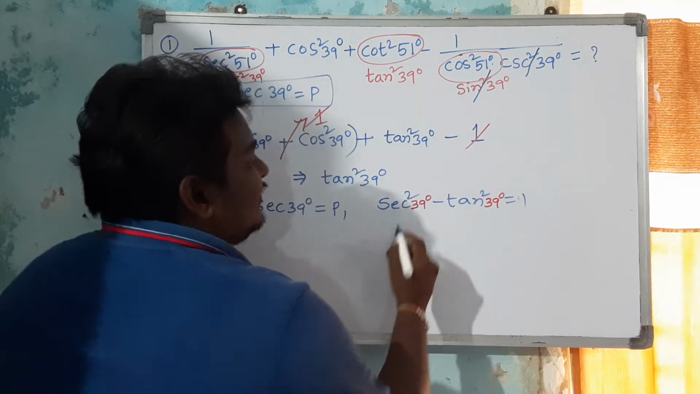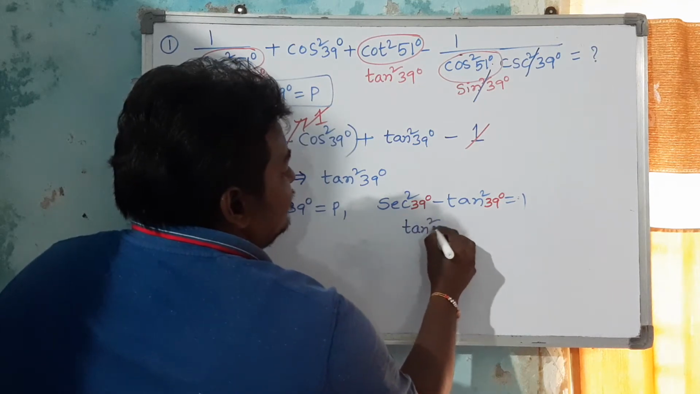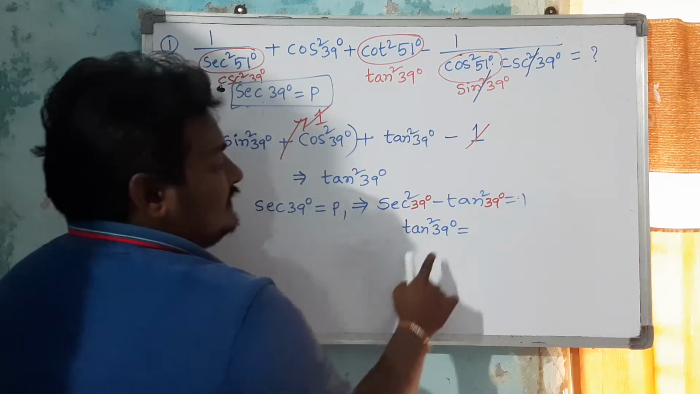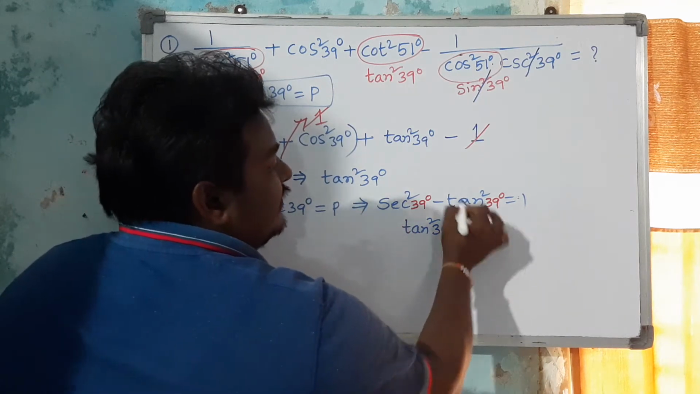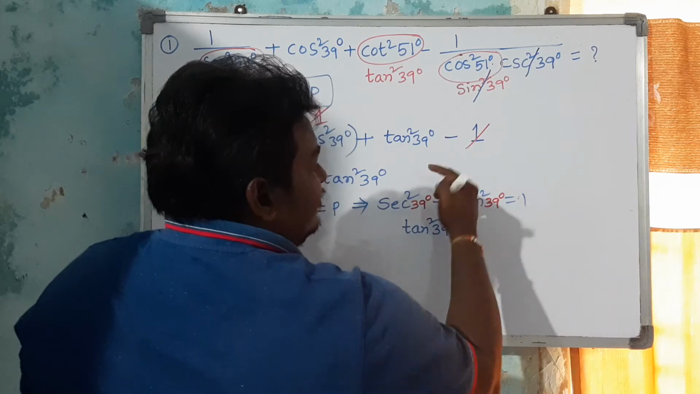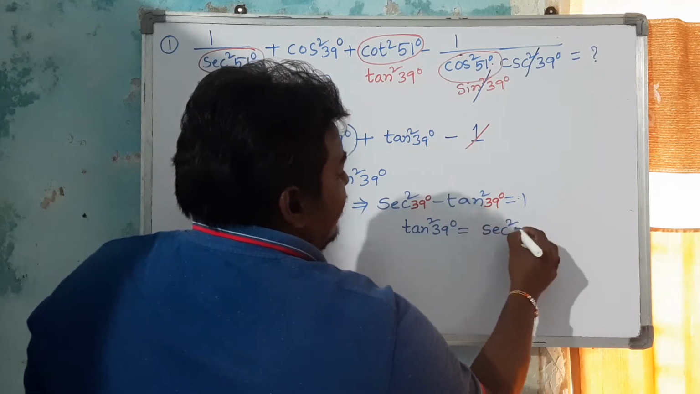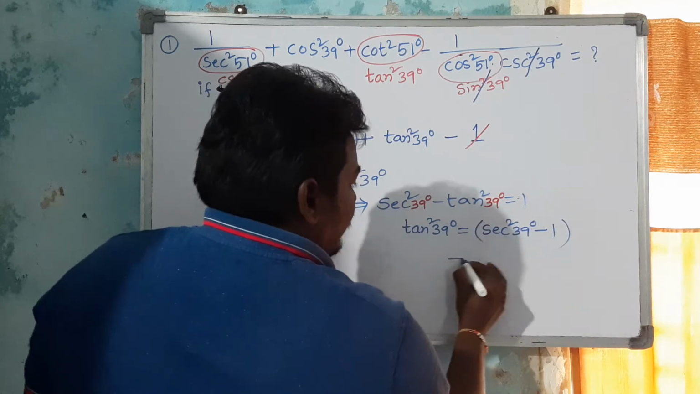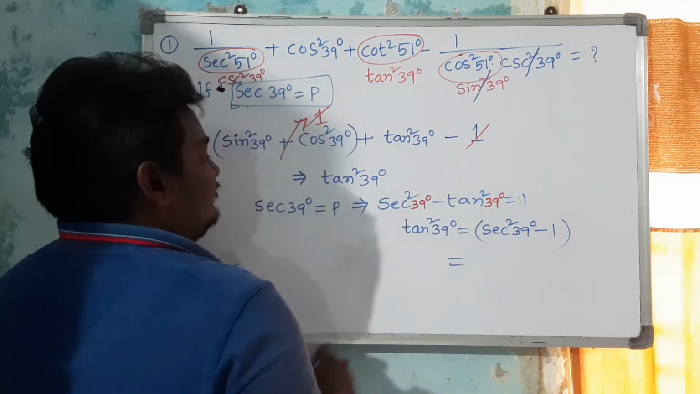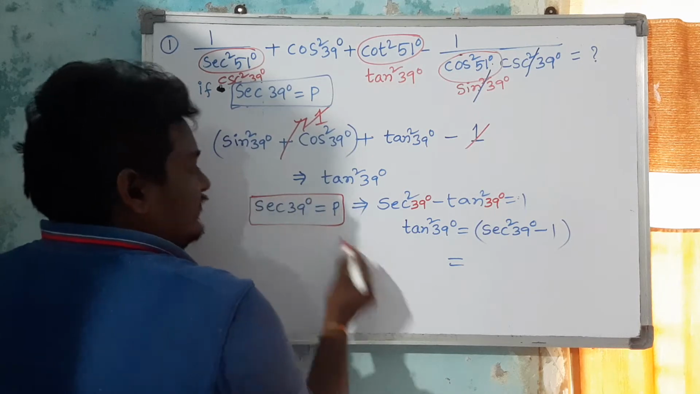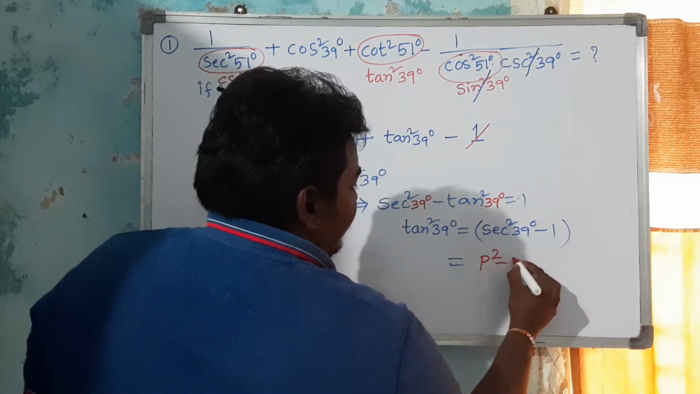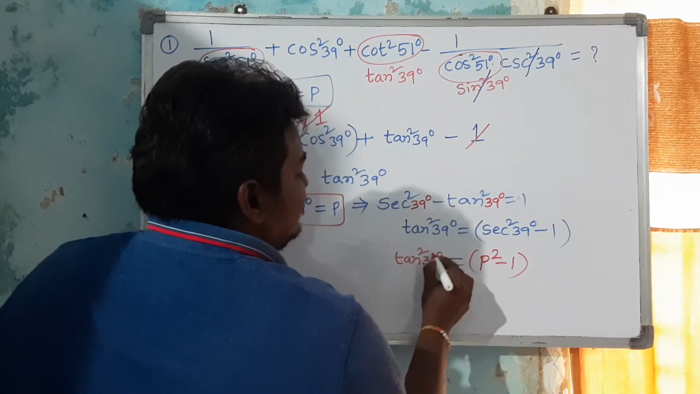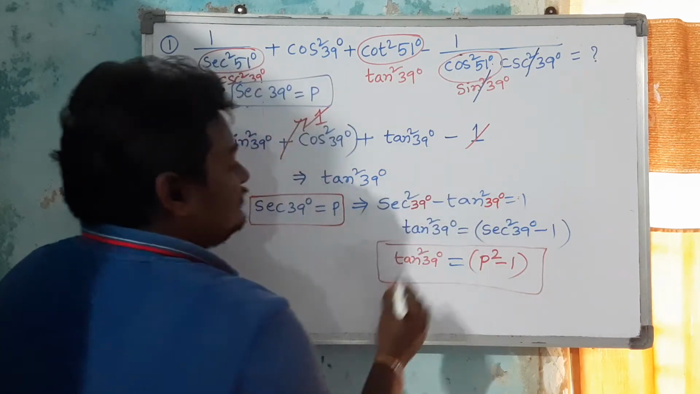Now tan square 39 is what? Move this side: tan square 39 is secant square 39 minus 1. So what is secant 39? It's p. Secant 39 is p, so p square minus 1. That's it. Now the answer is tan square 39 is p square minus 1.